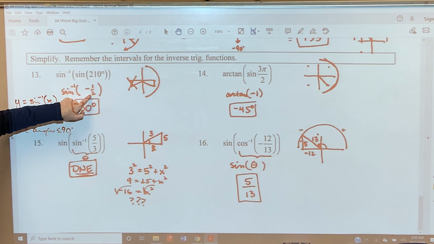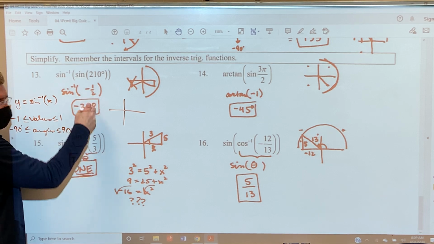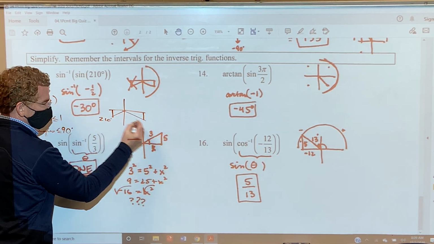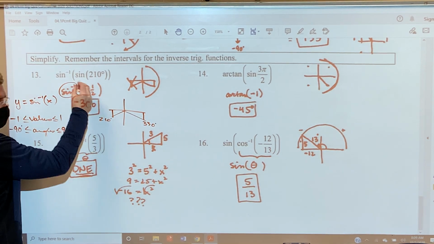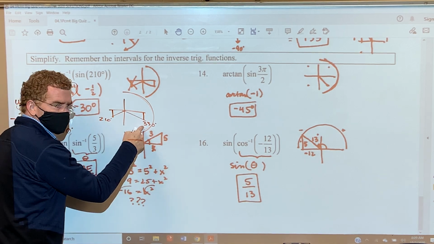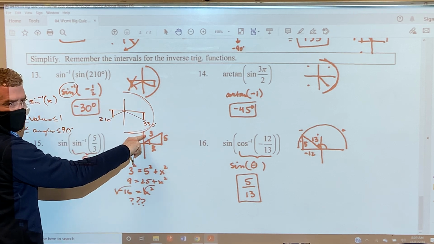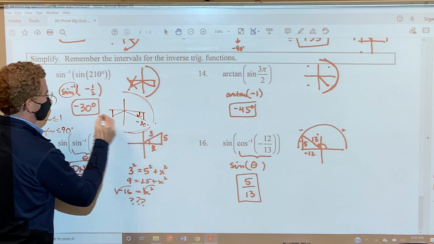That's negative a half, and then you go, all right, where would sine have a value of negative a half? Down a little, 210 or 330. Oh wait, inverse sine. It's got to be between negative 90 and 90. But that's way bigger than 90, right? You had to go all the way past 90 to get there. But not if you go this way. If I go this way, it's negative 30.